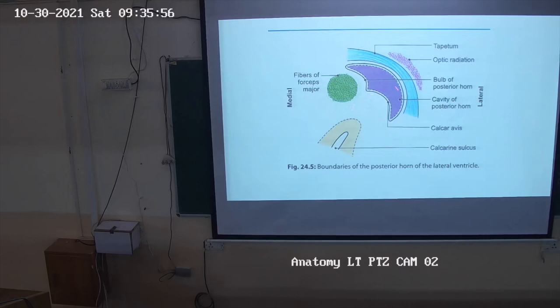So this is the posterior horn. In the posterior horn, you will see two swellings on its medial surface. One is the bulb of the posterior horn, the swelling produced by the white fibers of the forceps major. Another is produced by the white fibers projected by the calcarine sulcus.